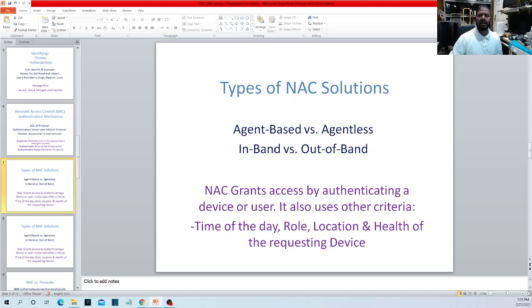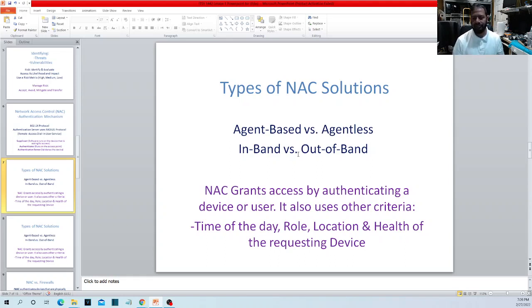Then there are two other categorizations of NAC, in band and out of band. In band is when you have a device, software, or hardware between your device and the actual resource that you're trying to reach. An example is when we go to a hotel room and try to connect, a little window shows up. Even though it shows the Wi-Fi is connected, you cannot browse the internet. They ask you to put in your room number or password, and then they allow you to browse. That is in band.